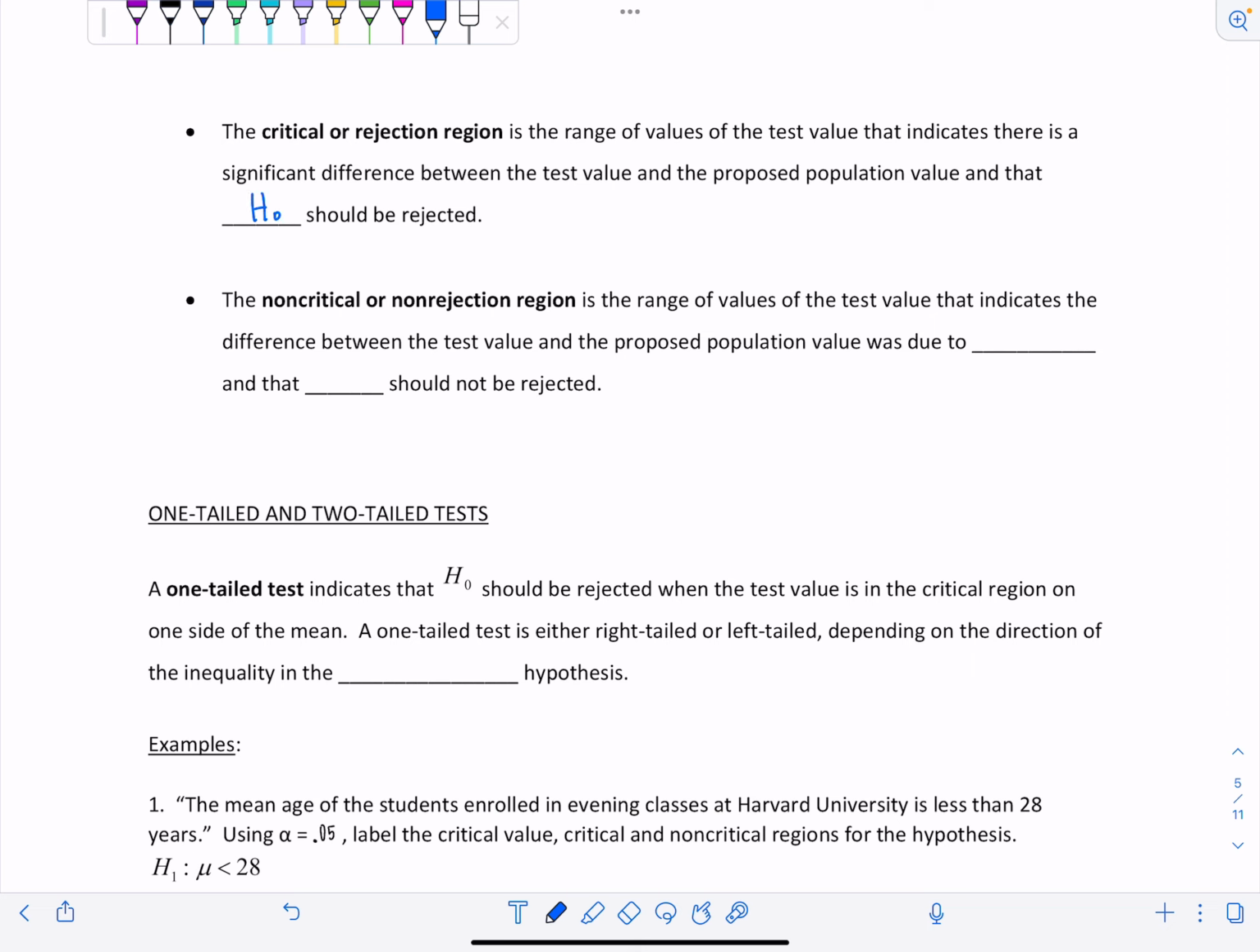rejected. The non-critical or non-rejection region is the range of values of the test value that indicates the difference between the test value and the proposed population value was simply due to chance sampling, and that H0 should not be rejected. Okay? I know it's a lot.